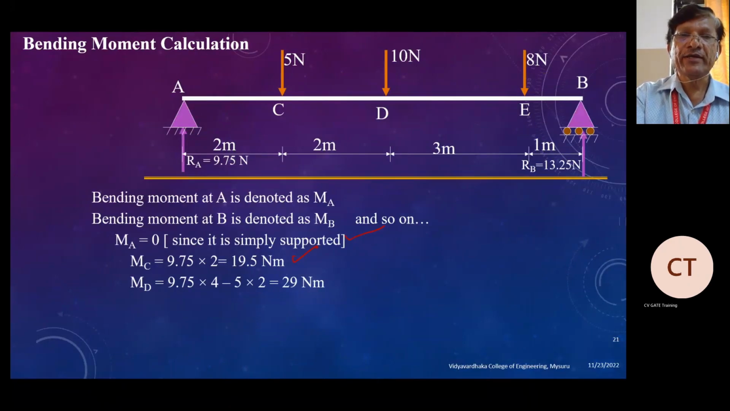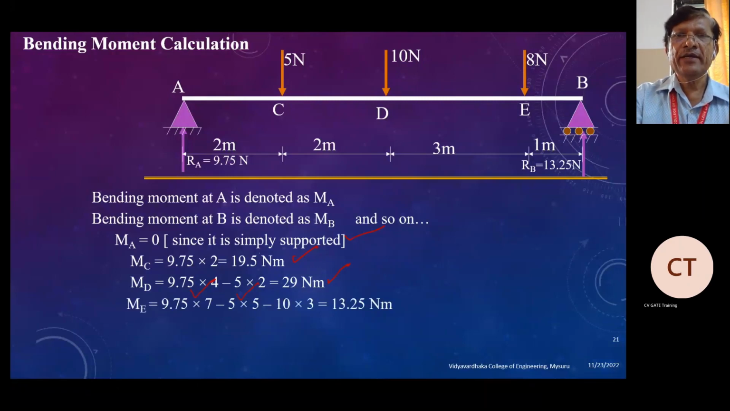The distance will be varying. Initially we had taken 2 meter, and here it becomes 4 meter. So 5 into 2 is the distance. It will be 5 into 2, and it is negative because it is acting in the reverse direction. So we will be getting the result in Newton meter. So you have to write the moment.